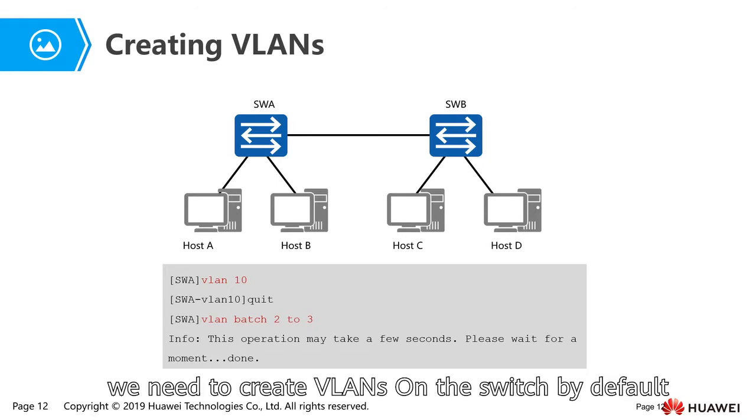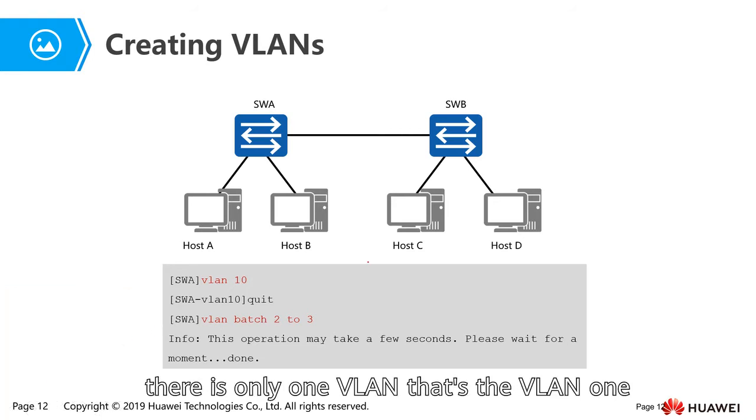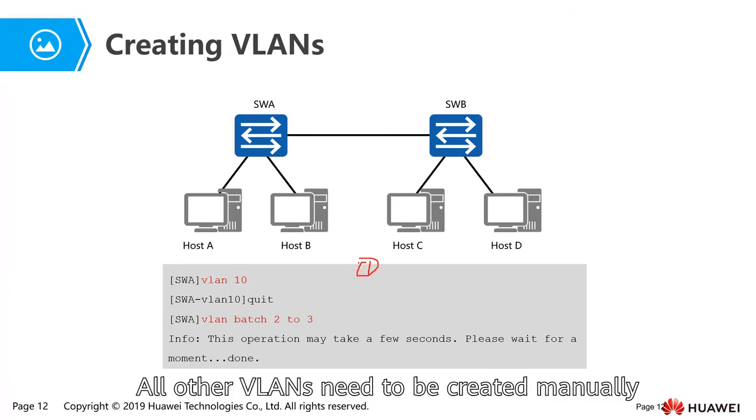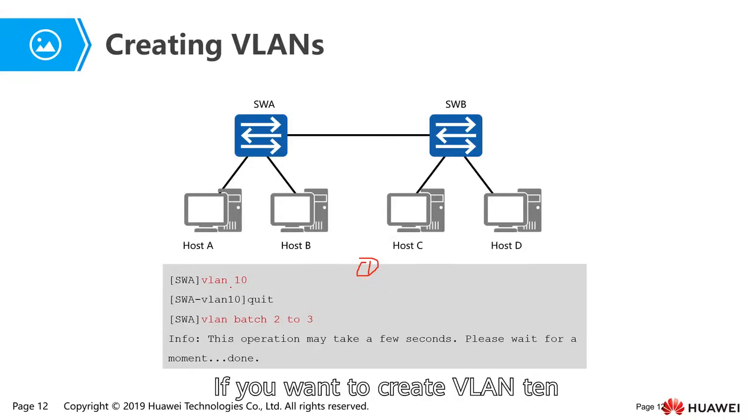First, we need to create VLANs. On the switch, by default, there's only one VLAN, that's VLAN 1. All other VLANs need to be created manually. If you want to create VLAN 10, you can use the command vlan 10 under the system view to create it.